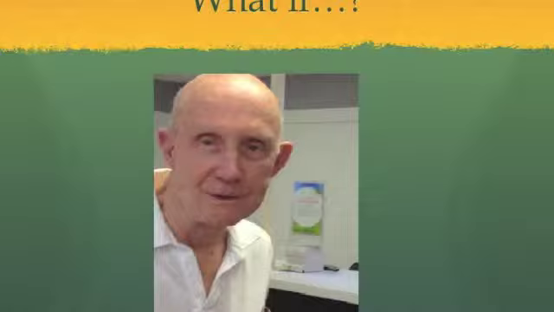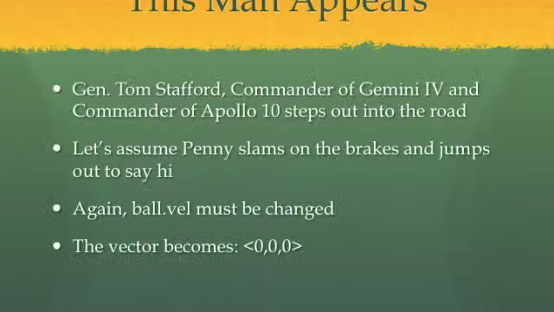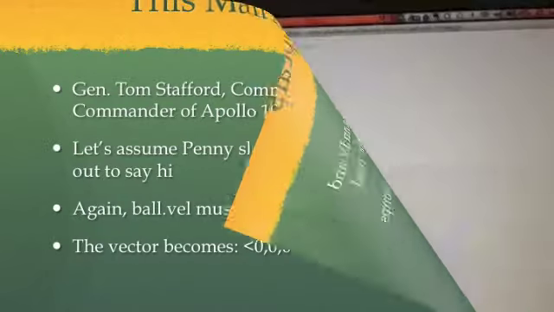What if General Tom Stafford, the astronaut who commanded both the Gemini 4 and the Apollo 10 space missions, stepped out into the street? Penny would jump out and say hi. To model this in Python, Luigi's velocity vector must be changed to 0, 0, 0. Here we can plainly see that Luigi is going nowhere.